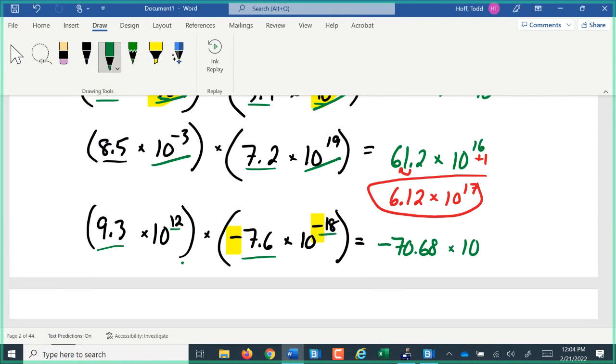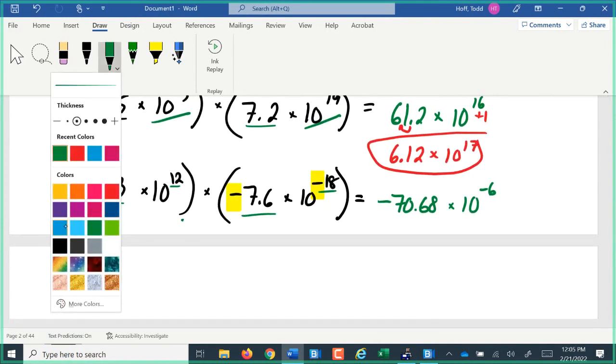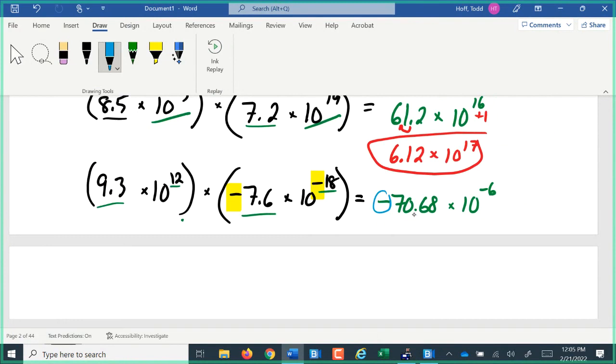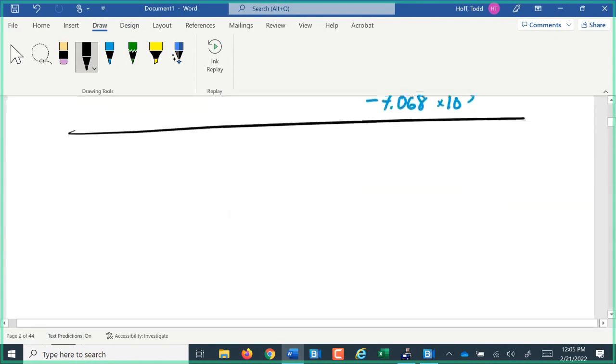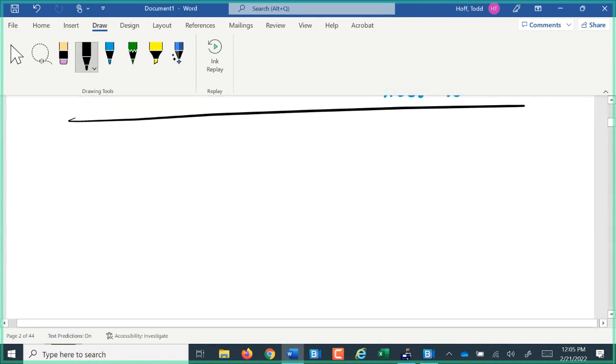We add powers. 12 plus negative 18 is a negative 6. Now, even though this is a negative up here, we ignore that. We're going to move the decimal point over. Negative 7.068. But still, the absolute value, the magnitude of this number got smaller. It went from 70 down to 7. That number got smaller, the power of 10 does have to get larger. Negative 6 plus 1 will be a negative 5. Then we divide. Follow the same rules.